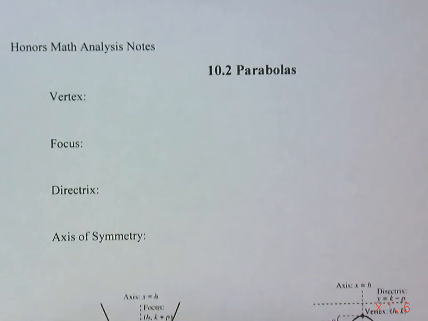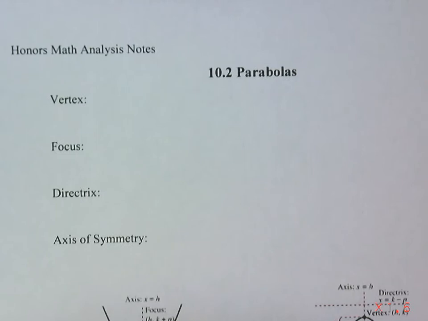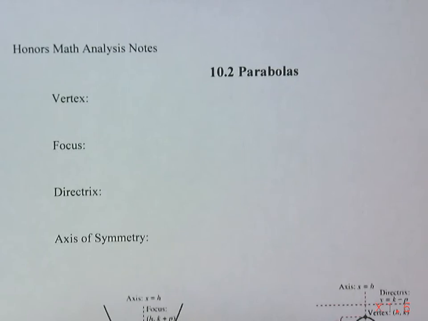Okay, these are notes for section 10.2, parabolas. This is the start of conic sections. If you imagine a cone, like an ice cream cone, that has a section sliced off of it, the two-dimensional section that you get for a certain slice is a parabola. We have done parabolas in Algebra 1 and Algebra 2. We're just going to go a little bit differently about them in math analysis.